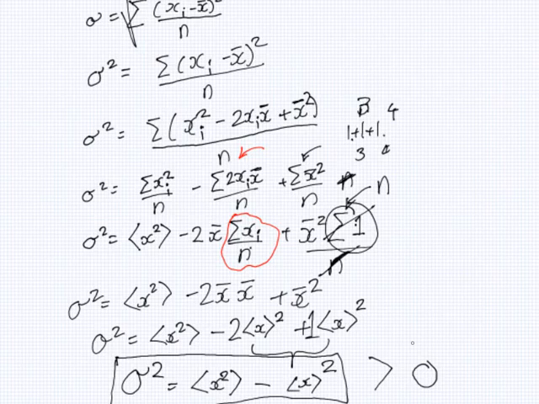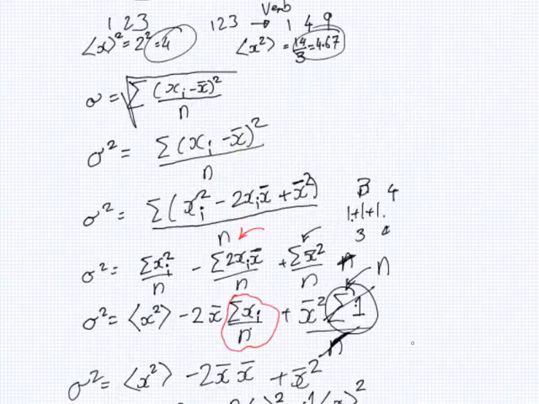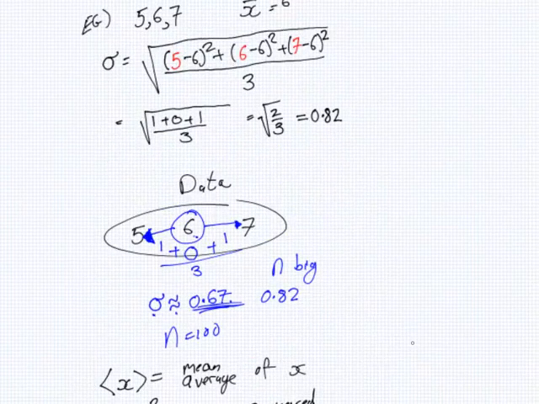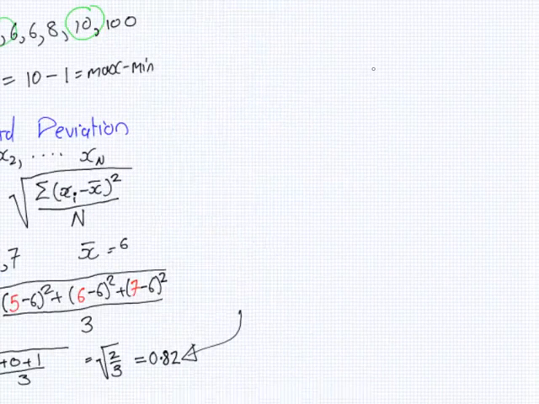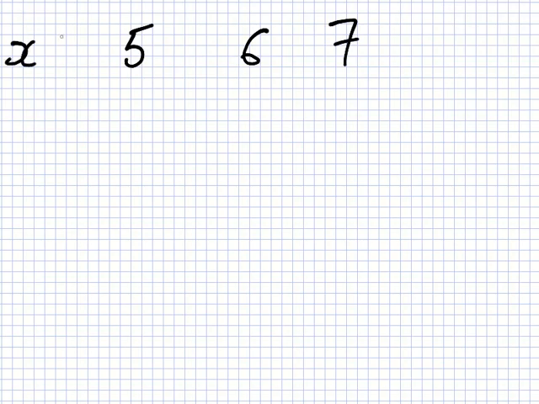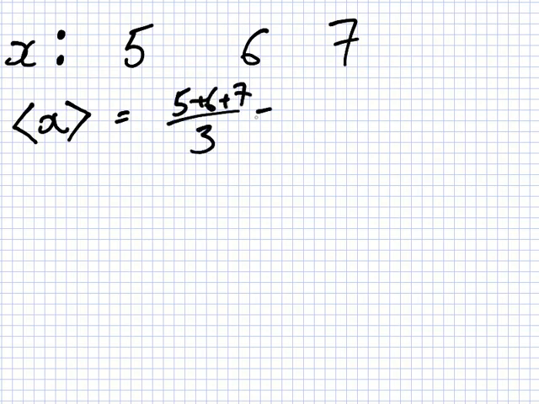You have this written down, yeah? Where's my first example gone? What numbers did I use? 5, 6, and 7. So let's use 5, 6, and 7 again, and let's see if we get the same answer. Okay, so we have 5, 6, and 7. This is our x data. What's the average of x? Well, that will be 5 plus 6 plus 7 over 3, which equals 6.